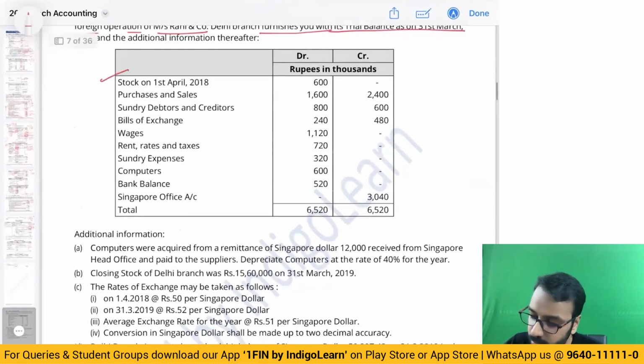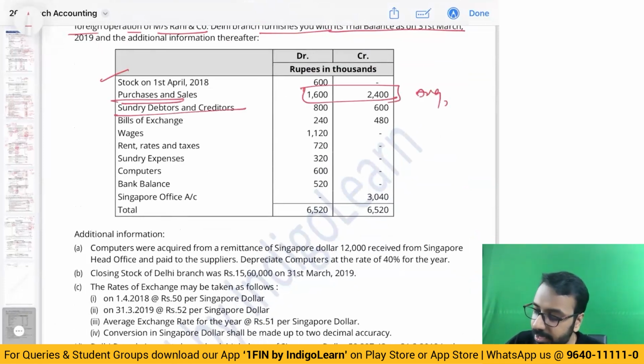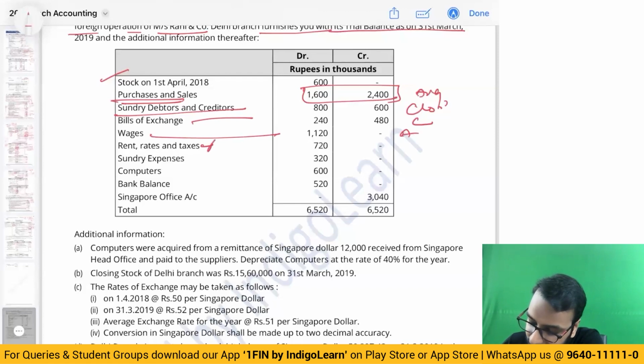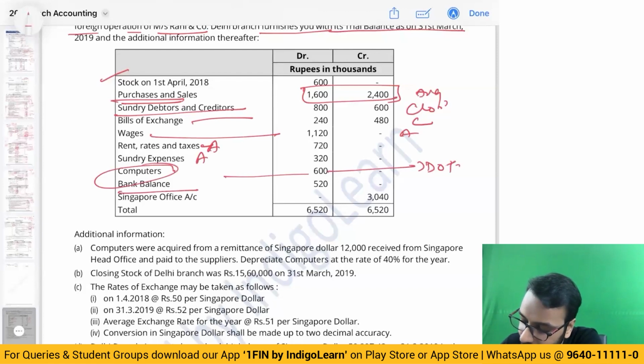Again, stock, opening balance, purchases and sales. Purchase and sales, which rate will you take? You will take the average rate. Sundry debtors, creditors, closing rate. Monetary items, closing rate. If it is integral foreign operation, everything is at closing rate and transactions are at the average rate. Bill of exchange, closing rate. Wages, average rate. Computers, you will see what is the date of purchase. Bank balance, closing rate. Singapore office account 3040.